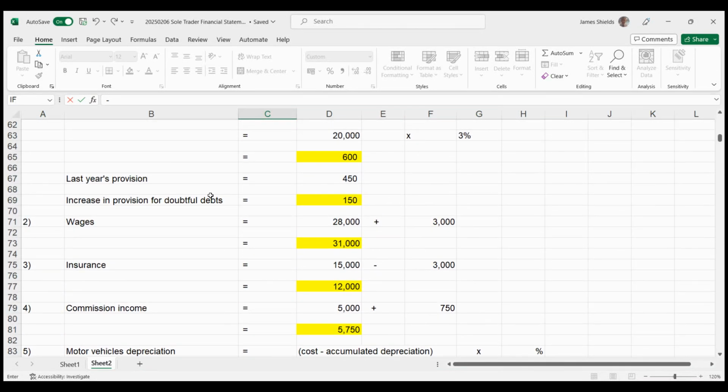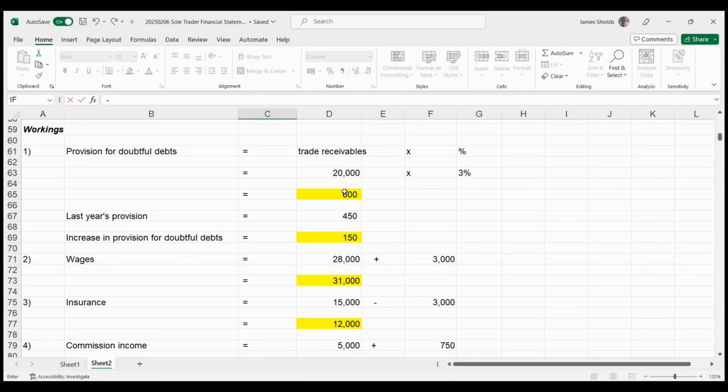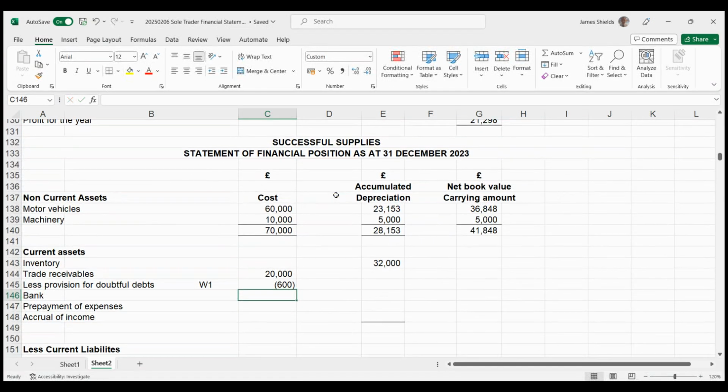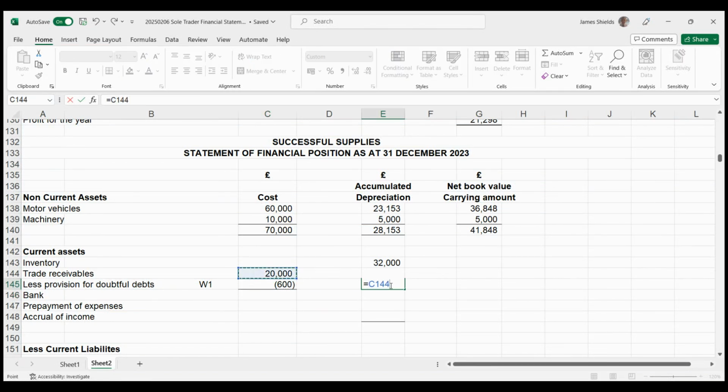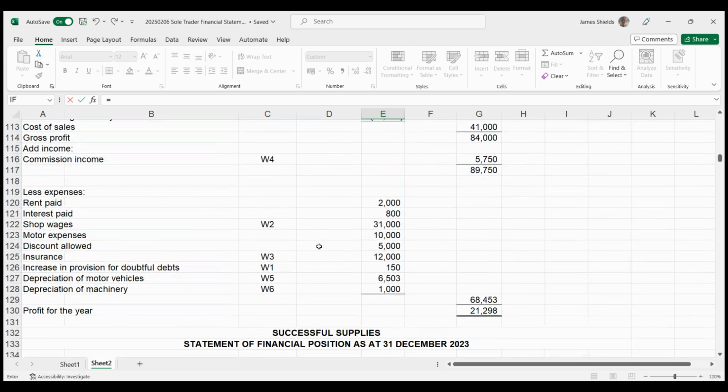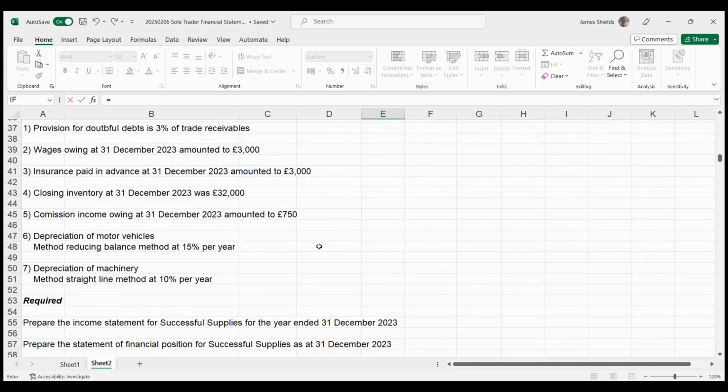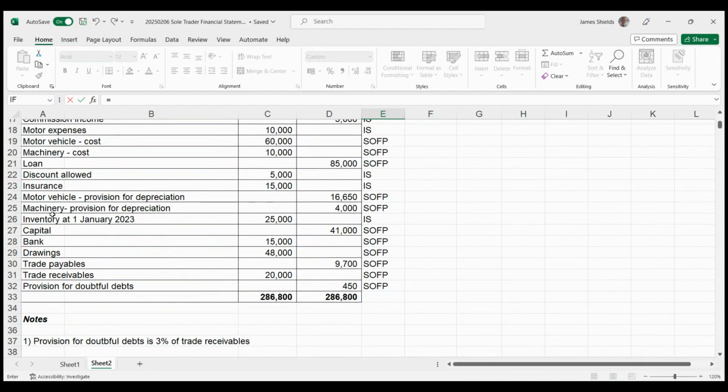So last year's provision was that one, 450. This year's provision is the £600, 20,000 times 3%. And then the net figure, which will be your £20,000, take away your £600, goes in the middle column, and we get £19,400. Now our bank, to get the bank figure, we go to our trial balance. So back to the bank then. So trial balance, looking for the word bank now. I found it here, and it's £15,000.